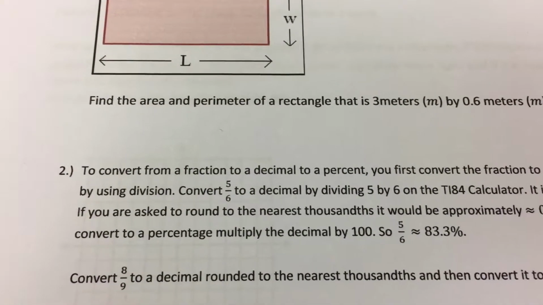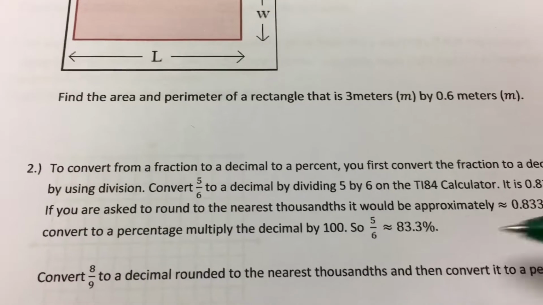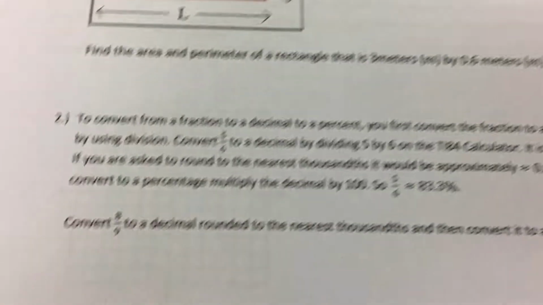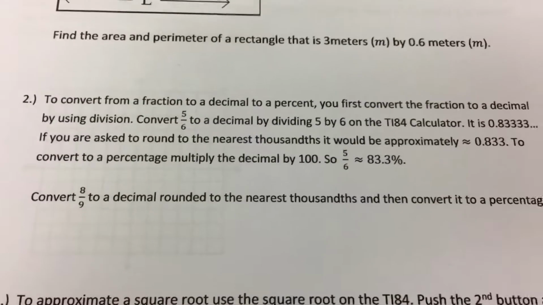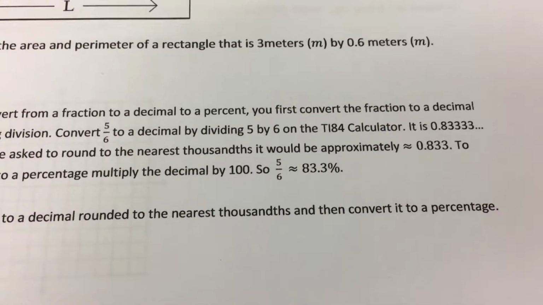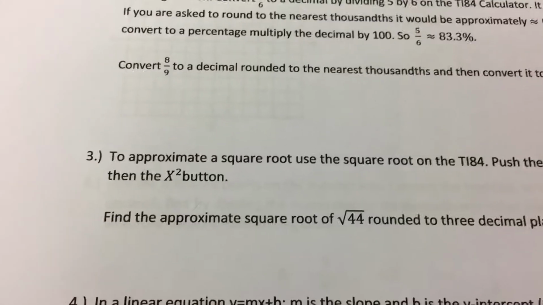To convert to a percentage, you take that number and multiply by 100. If I multiply by 100, this moves the decimal 2 places. They're going to ask you to convert to a decimal, round to the nearest thousandth, and then convert to a percentage. Be sure you do all the parts that I ask you to do.